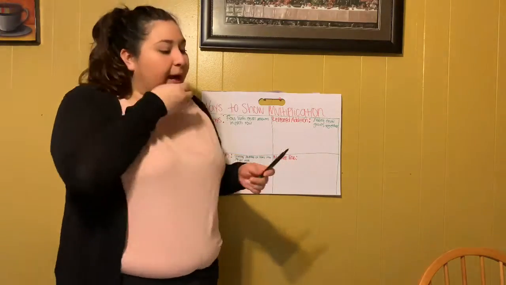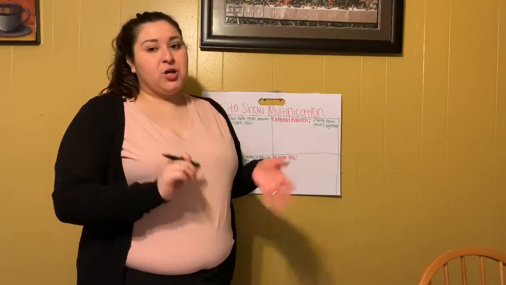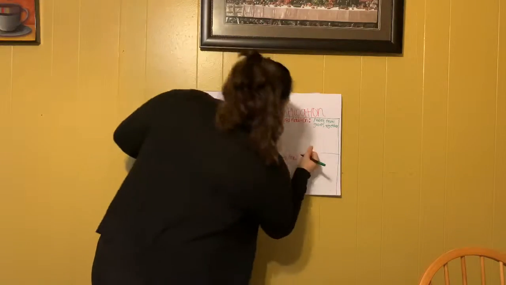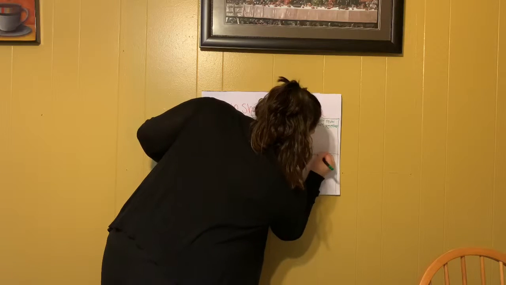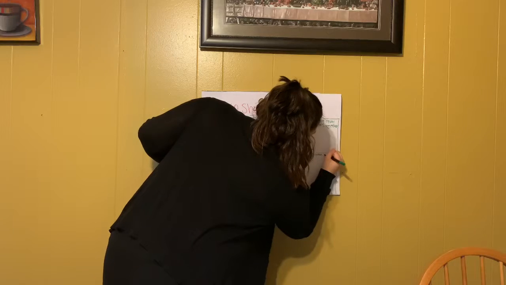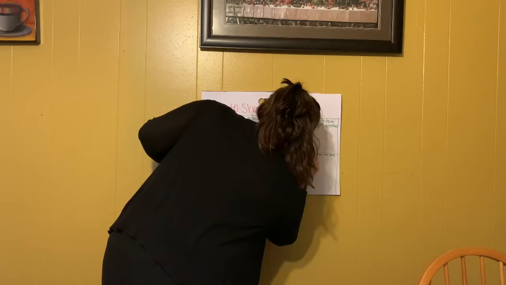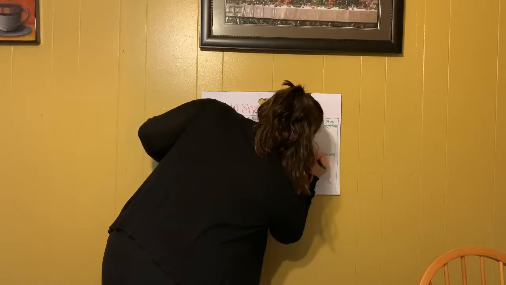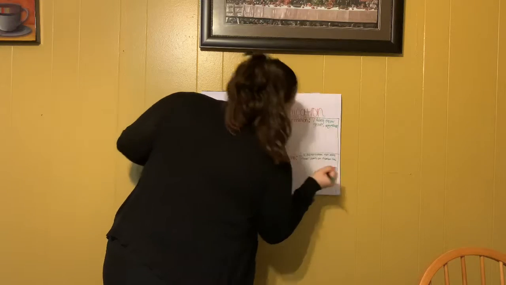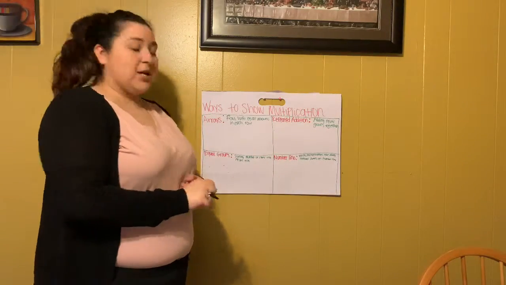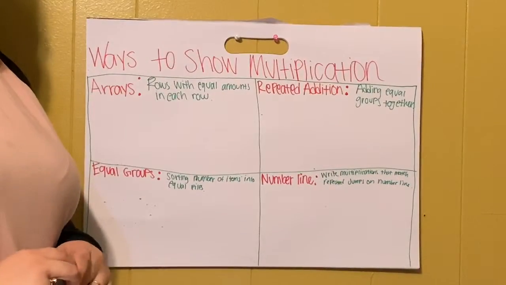And a number line. Students use number lines to write multiplications that match the repeated jumps on a number line. So let's write that down. Write multiplication that match repeated jumps on number line. Okay. Now these are the 4 different ways we show multiplication, and I'm going to break it down one by one. Alright, so let's start with number 1, arrays.